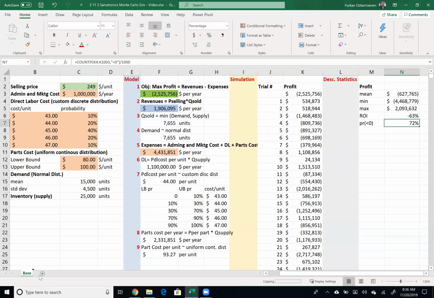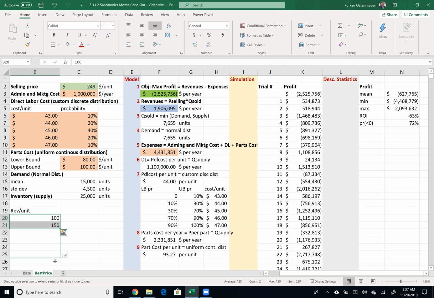Okay. So now let's look at the best price question. So what's the best price so that I can make money? I just control drag, create a copy of the same sheet. So you can collect this data from your customers, or you can ask your top executives or marketing department with so much experience, say, hey, if I charge instead of $249, if I charge $100 or $150, or I will highlight these two and drag it down, say up to $400, would it make any difference?